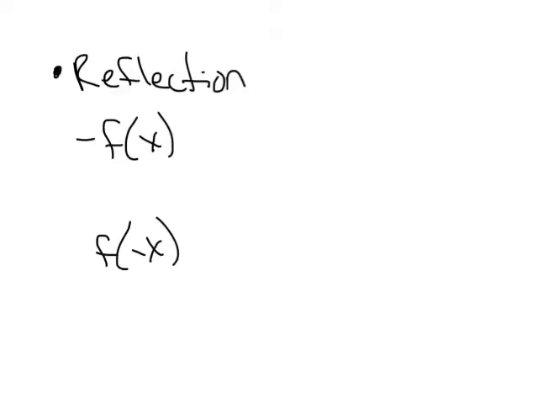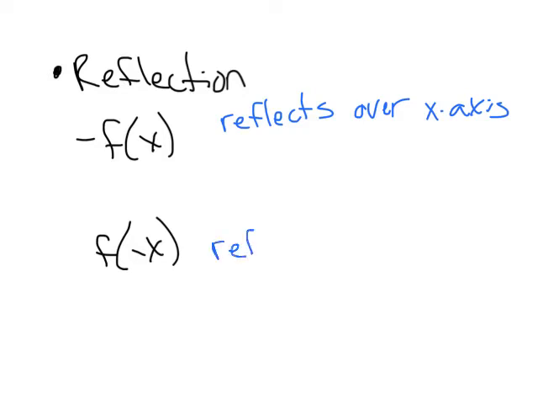The second type of transformation is a reflection. If we're given the parent function f of x, we can reflect outside of the function or inside. When we reflect outside, we are basically multiplying all the y values by a negative 1. We are negating the y values. So this reflects over the x-axis. It reflects down over the x-axis. And when we are multiplying by a negative 1 to the inside, that reflects it over the y-axis.